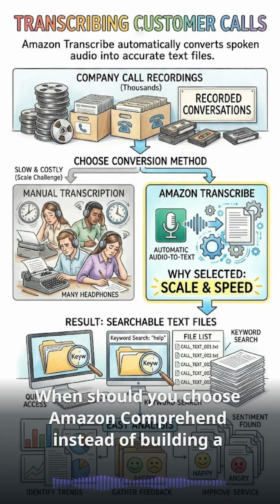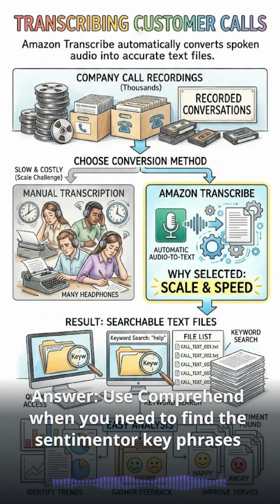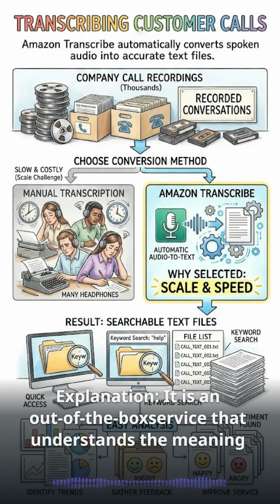99. When should you choose Amazon Comprehend instead of building a custom machine learning model for text? Use Comprehend when you need to find the sentiment and key phrases in text documents very quickly. It is an out-of-the-box service that understands the meaning and feelings behind words without any custom training needed.